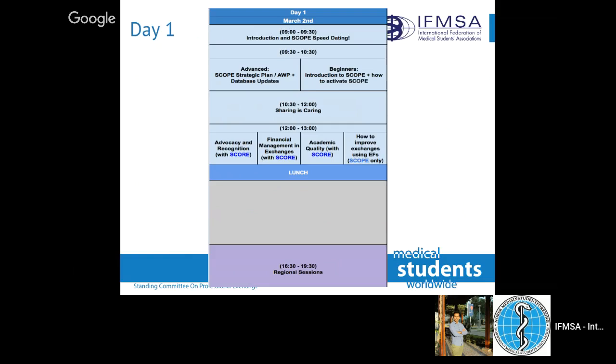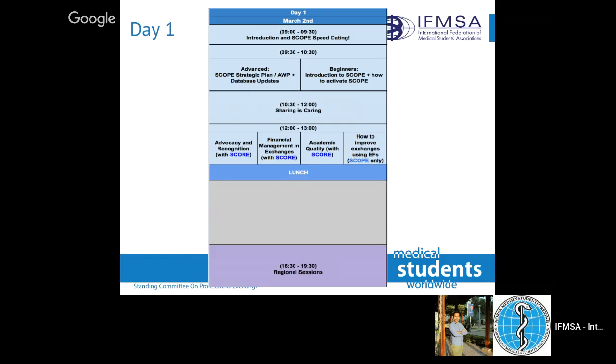Then we will move on to the next session, and that will be a parallel session. An important thing that I want to say is that we also have some sessions that have been divided into advanced and beginners, because, as for every meeting, we have participants with basic experience, and at the same time participants with very advanced, long-term experience in exchanges. So we are trying to have sessions for beginners and advanced, so that those sessions can be beneficial for all different levels of experience.